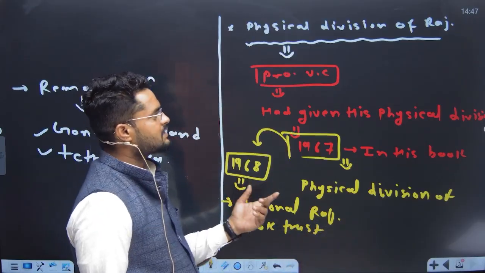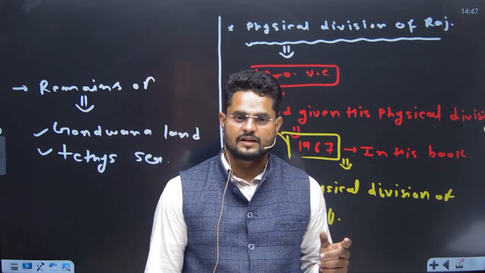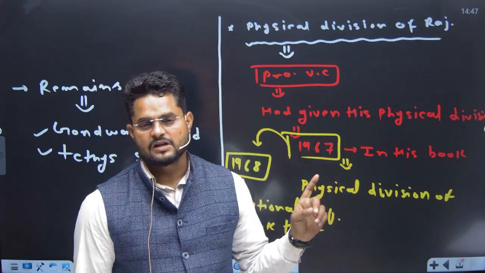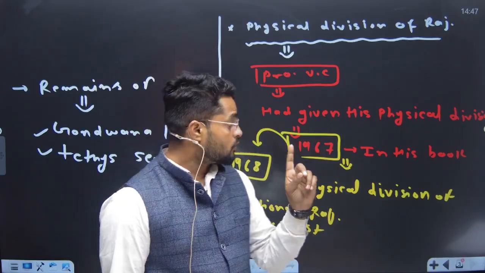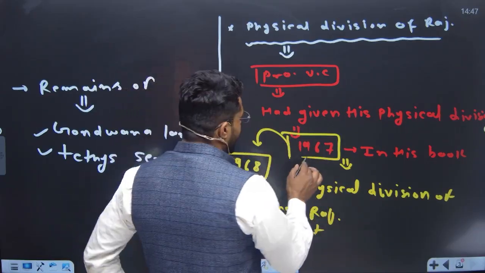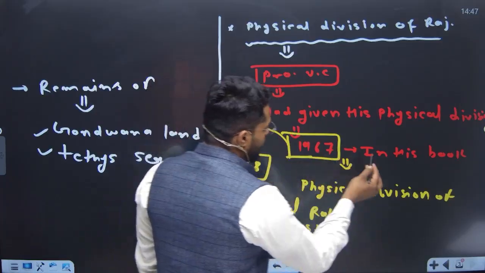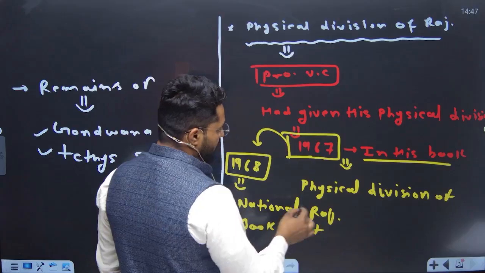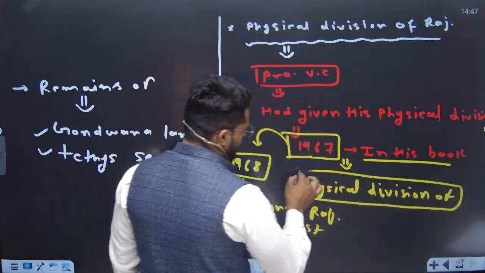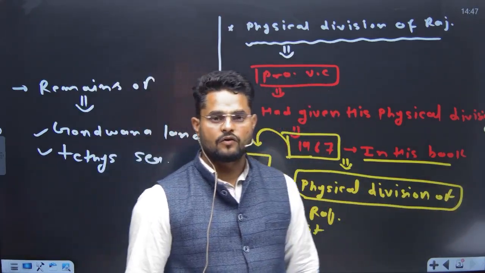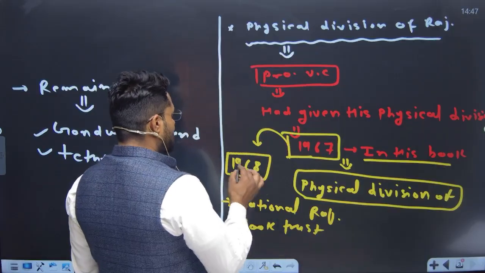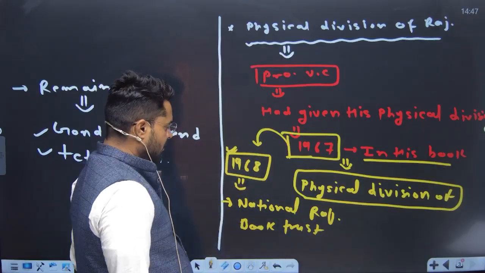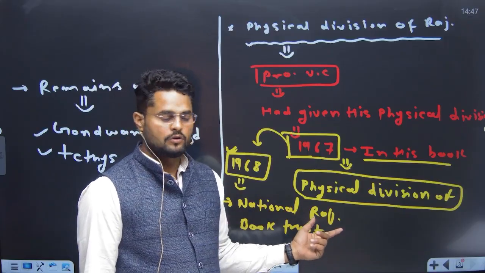So who was the first person to divide Rajasthan physically? Dear student, V.C. Misra was the first person to divide Rajasthan physically. When? In 1967. Where? In his book. What is his book name? Physical Division of Rajasthan. This book was published in 1968 by the National Book Trust.